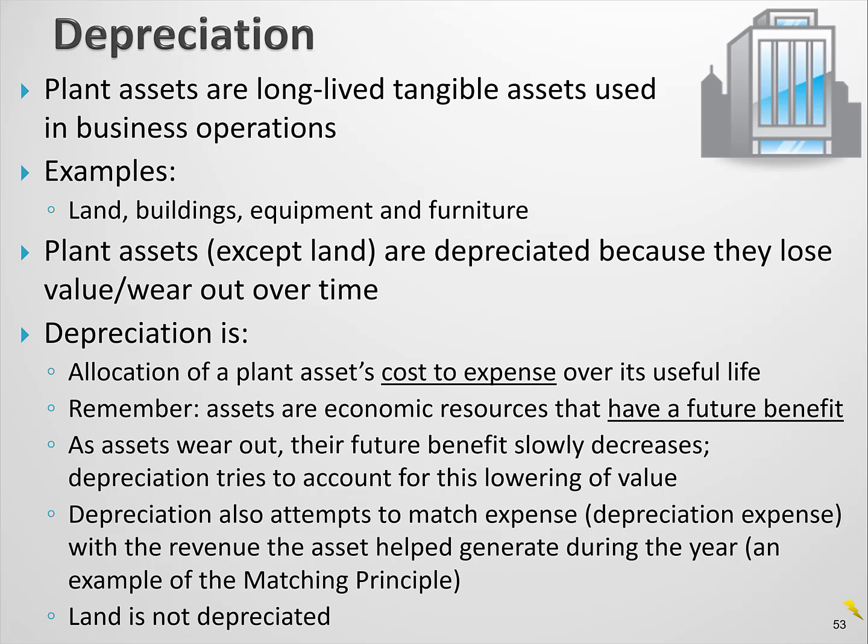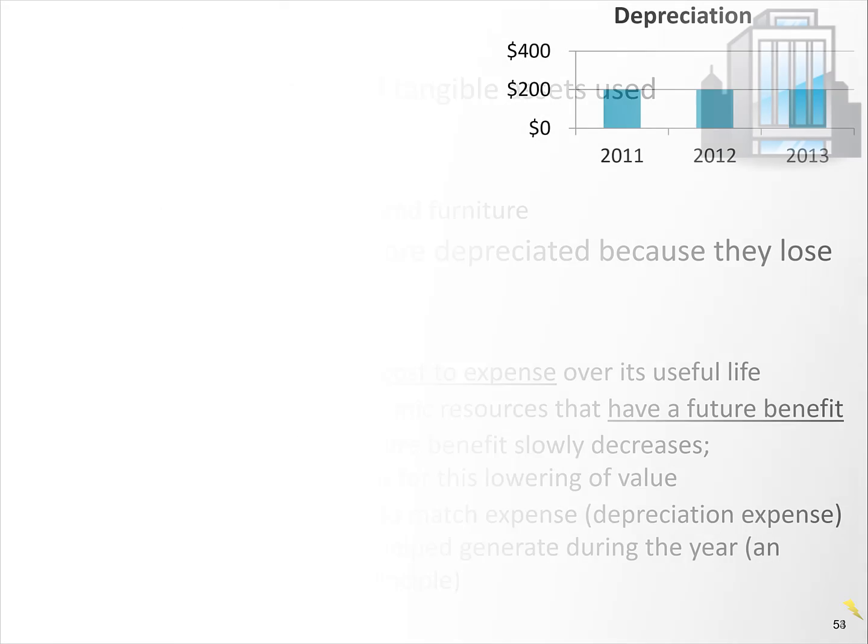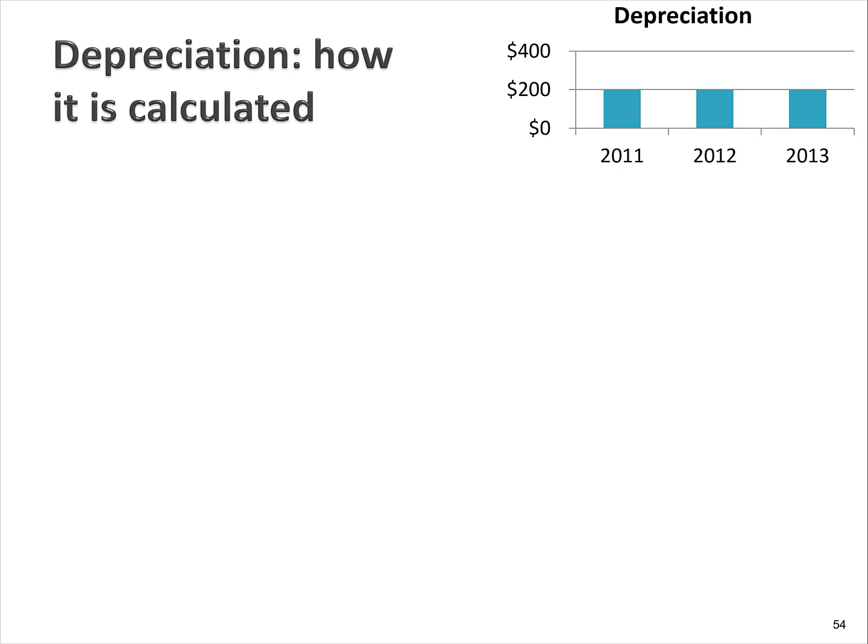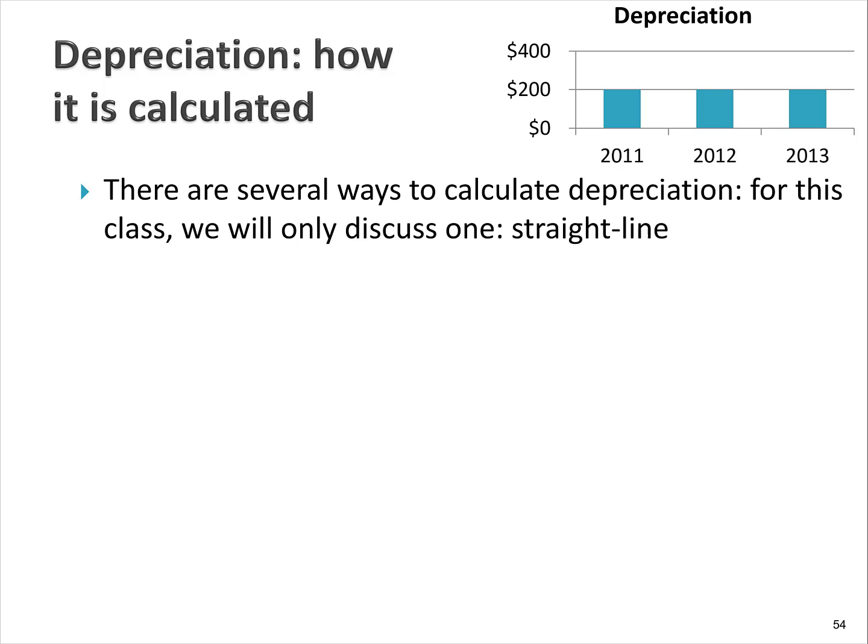So let's find out how we calculate depreciation. There are several ways to calculate depreciation, but for this class we will only discuss one simple way to calculate depreciation. It's called straight line. It's the simplest and it's also the most common. In more advanced accounting classes, you'll learn about the other methods to calculate depreciation. So we're going to learn about this depreciation called straight line depreciation.